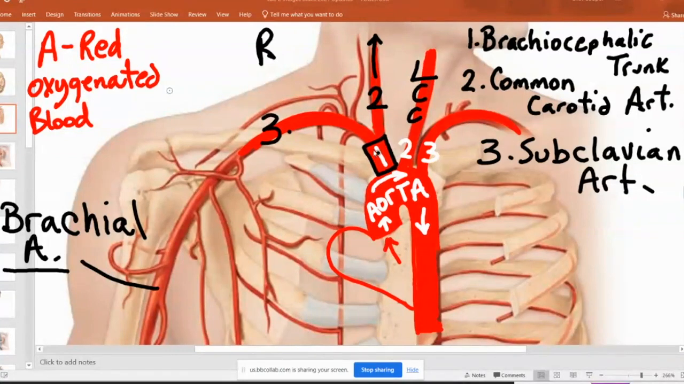We have one blood vessel that goes to the right, and we have two blood vessels that go to the left. The cool thing is these two that go to the left, number two and three, are the same as these branches that come off of the right. I really wanted to use white there. It just so happens that on this side, there's no trunk. They just come directly off of that aorta, okay?